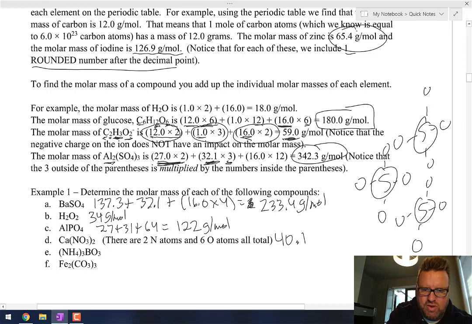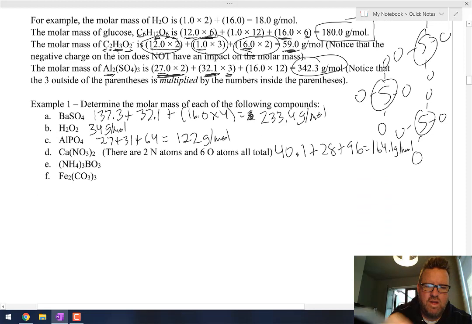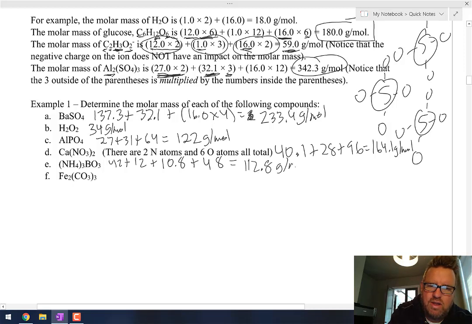Okay, calcium nitrate, Ca(NO3)2 is 40.1 plus 28. Yes, I'm doing some of that math in my head. So that would equal 164.1 grams per mole. Ammonium borate would be 42 plus 12 plus boron is 10.8 plus 48. 54 plus 48 is 102. 102 plus 10 is 112.8 grams per mole.